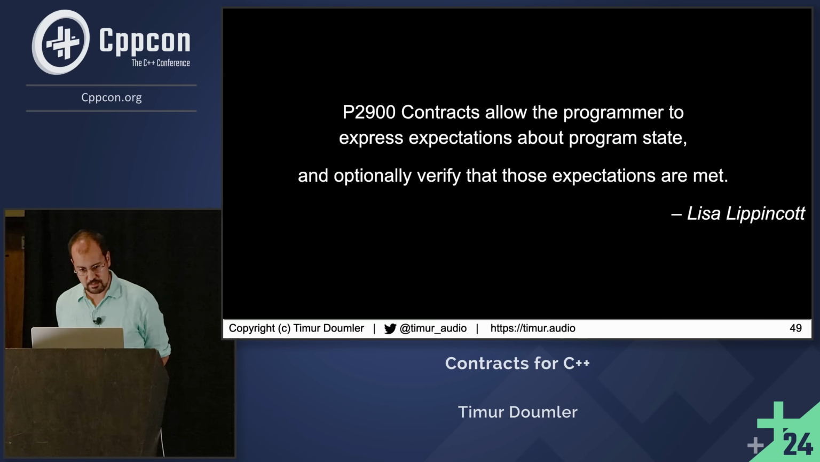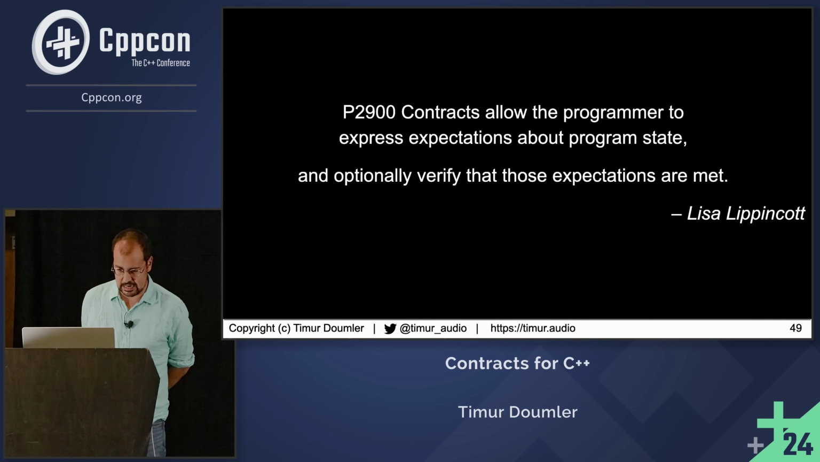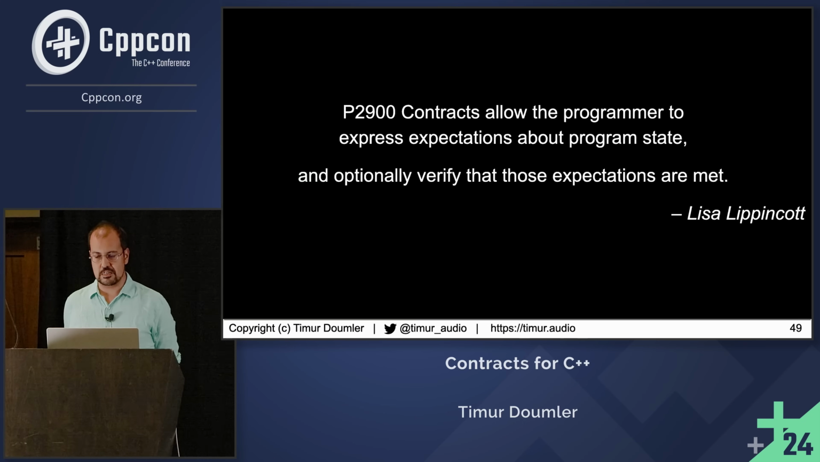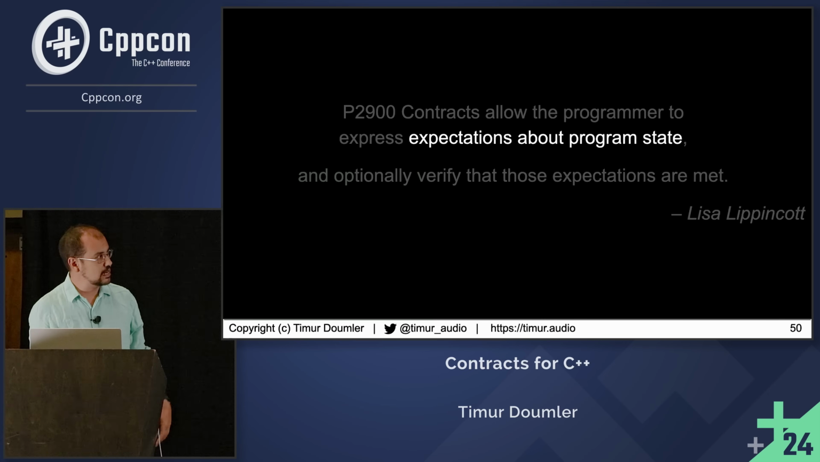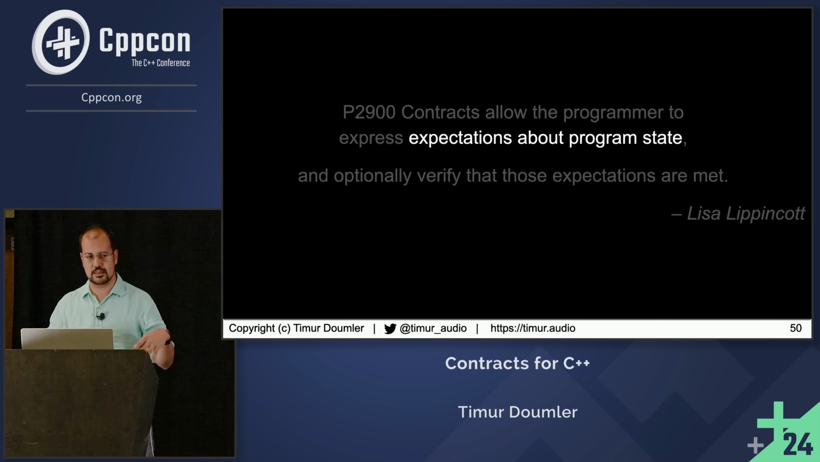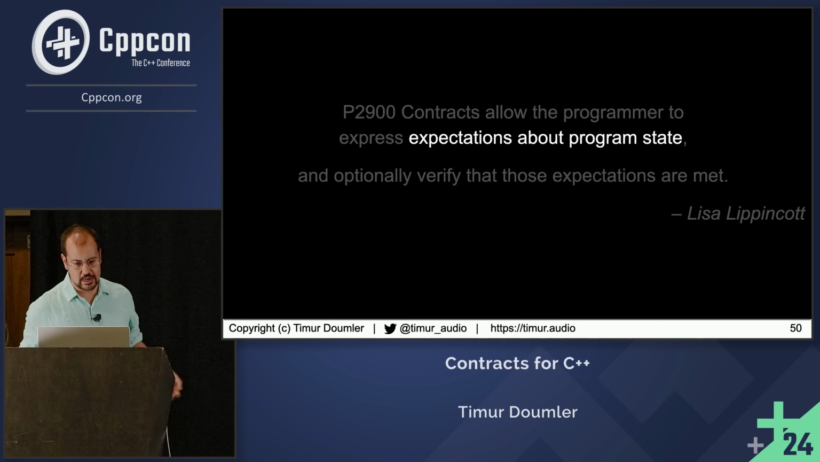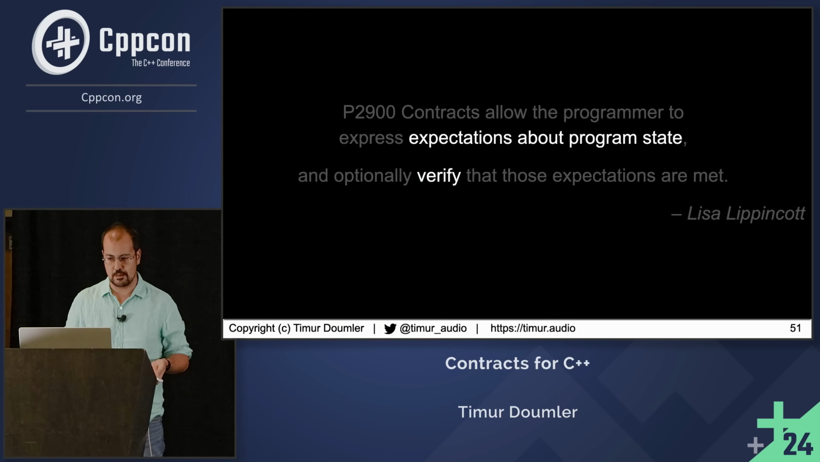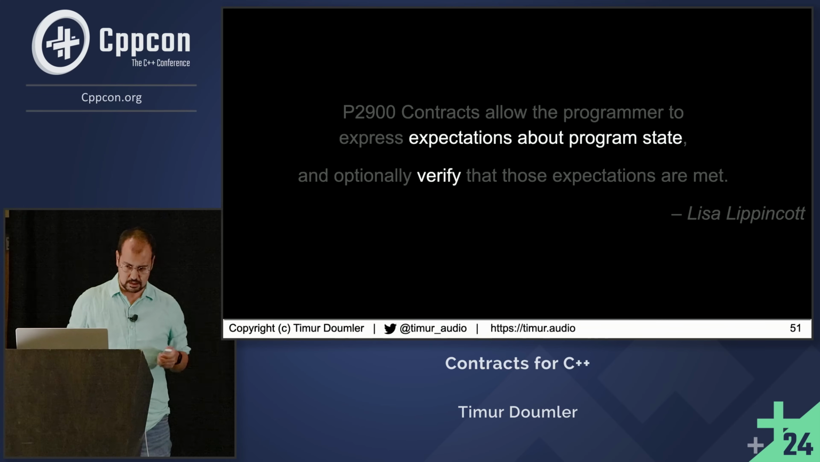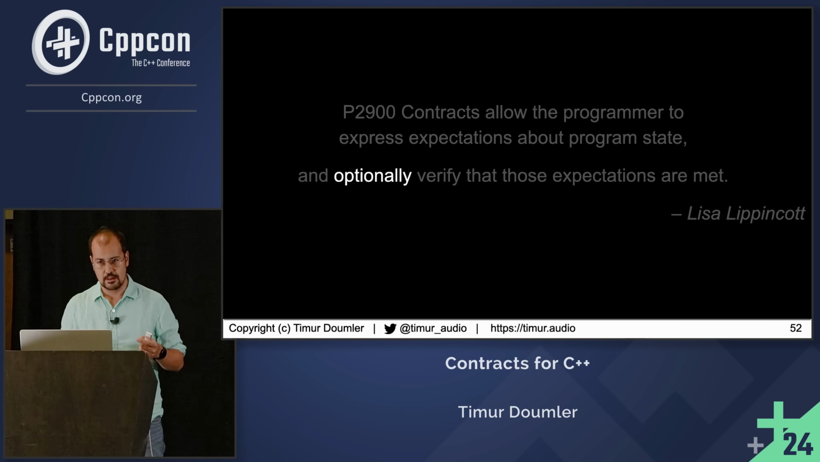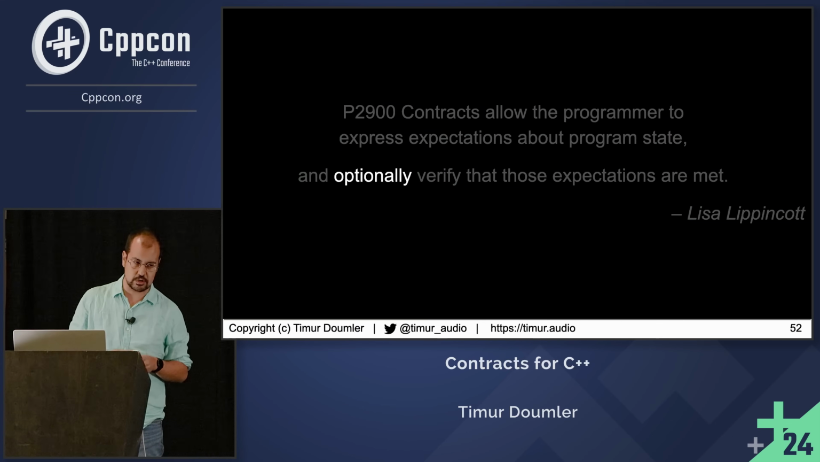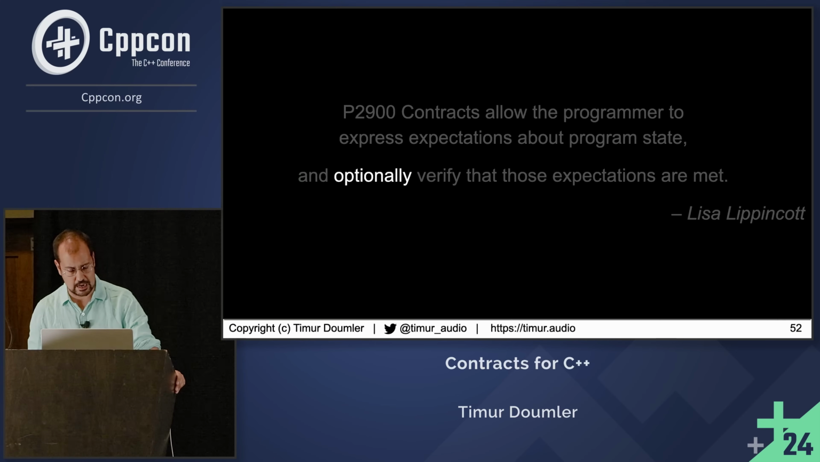P2900 contracts allow the programmer to express expectations about program state and optionally verify that those expectations are met. So it's a slightly shorter, more elegant definition, boiled down to the essence. It talks about expectations about program state. Lisa said, you talk about bugs, and this is all very negative. This is a more helpful way to describe it: we have expectations of what the program state should be, and we can verify whether those are met. And a word she added that I didn't have in my version is "optionally". So not only can we configure these checks, but we can actually turn them off. And that's a really important aspect of what P2900 contracts are.